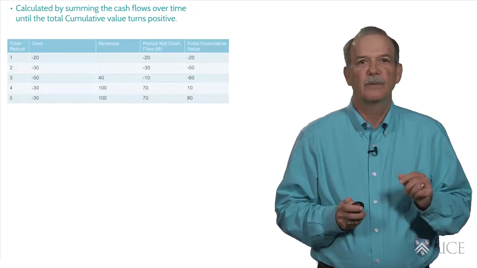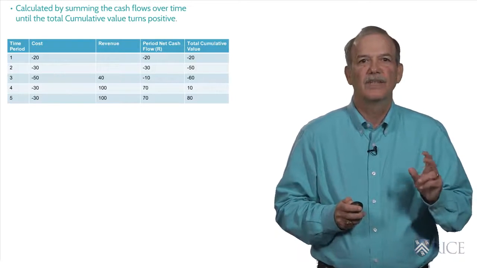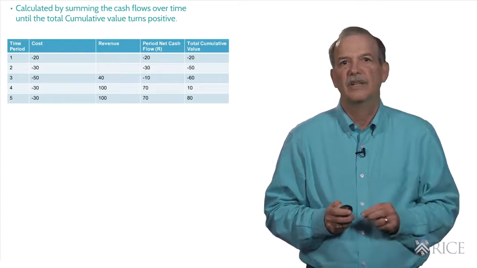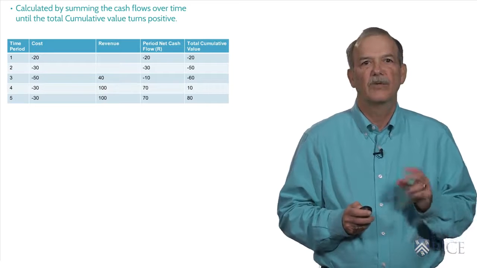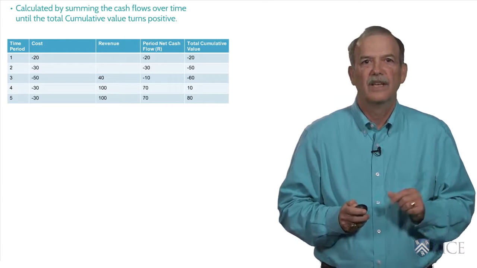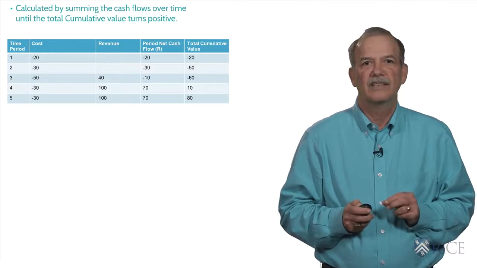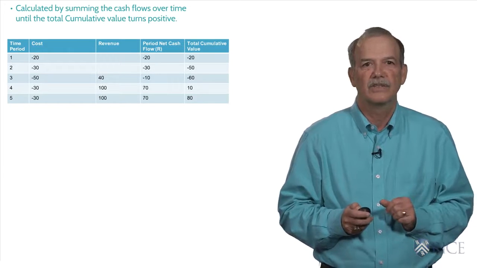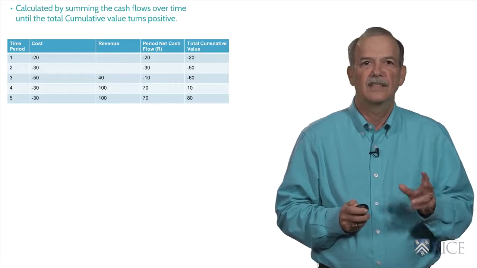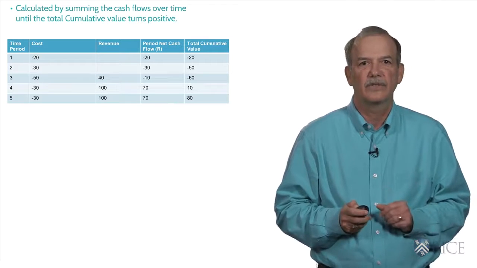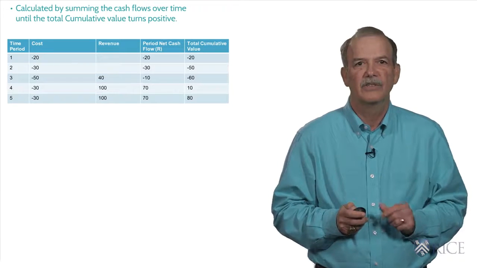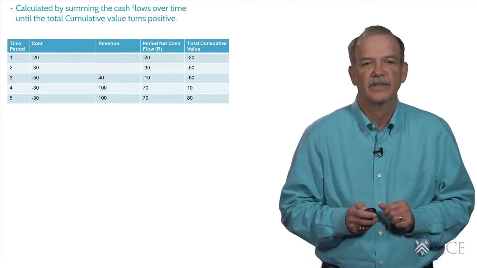As we can see from this simple example, first we list our cost by time period, and then the revenue we expect over the same time period. In the next column, we calculate the net cash flow, which is simply the revenue minus the cost in each period. In the last column, we calculate the cumulative cash flow. This is done by adding the net cash flow in any period to the total cumulative cash flow from the previous period.